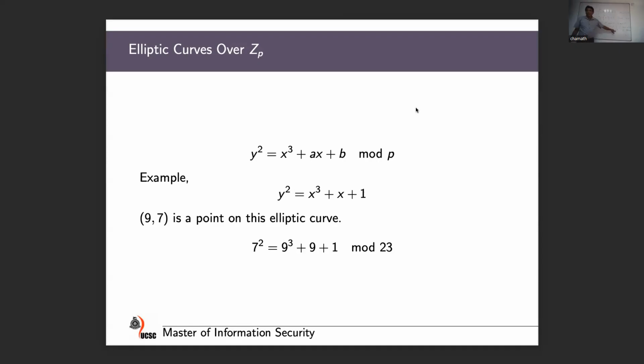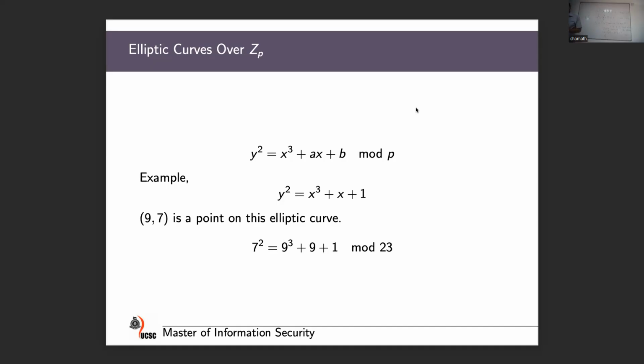4 times 23 is 92. Then 108 mod 23 is 16. So this is going to be 16 plus 10 mod 23. That is 26 mod 23. Yeah, it is equal to 3. So these 2 points satisfy this equation mod 23. Therefore, these 2 points are on this elliptic curve defined over mod 23.